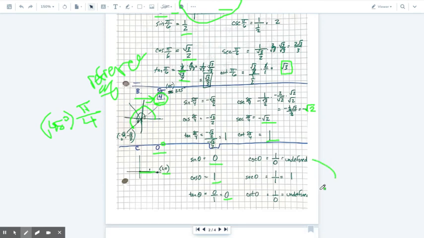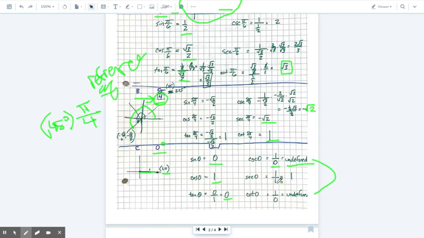Now this is where it gets a little bit tricky, and you've got to pay attention here because cosecant of 0 is 1 divided by the sine. Okay, so that's 1 divided by 0. Right? But you cannot divide by 0. So cosecant of 0 is undefined. And you can even try that. If you put that into the calculator, it'll give you an error, right?